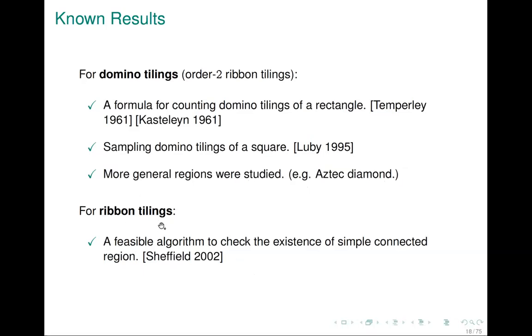And next, for ribbon tilings, the only thing we know for the previous natural questions is that we know how to check whether there exists a ribbon tiling of a simply connected region. It's also from Sheffield's work again, 2002, the same paper. Previously we constructed the bijection with acyclic orientations, and this one could be done by using some conclusions from acyclic orientations or hyperplane arrangements. Okay, so here is something we know.